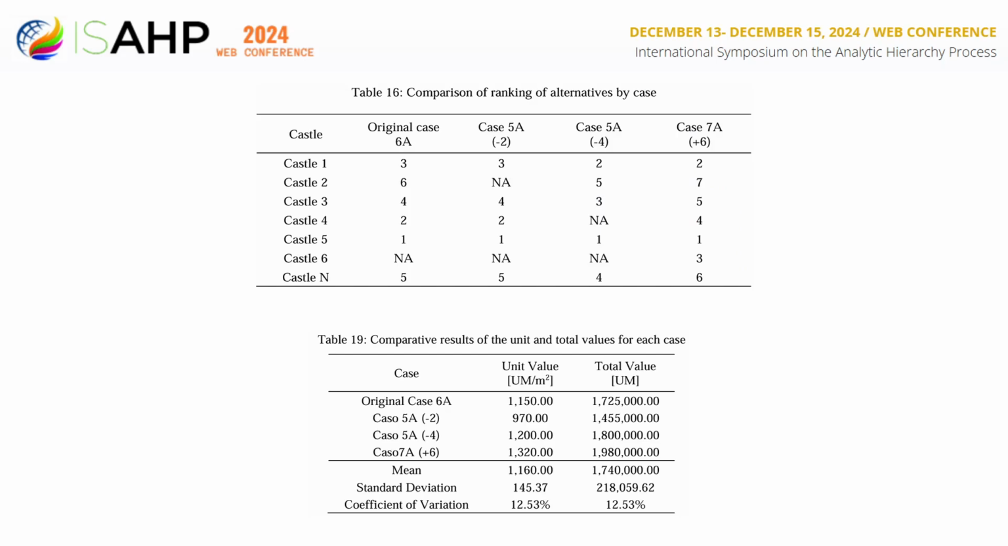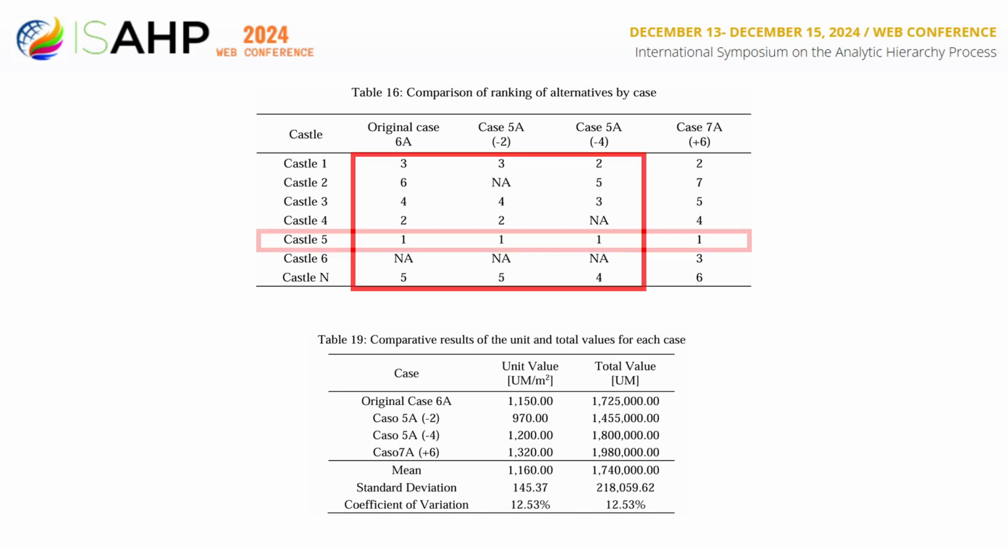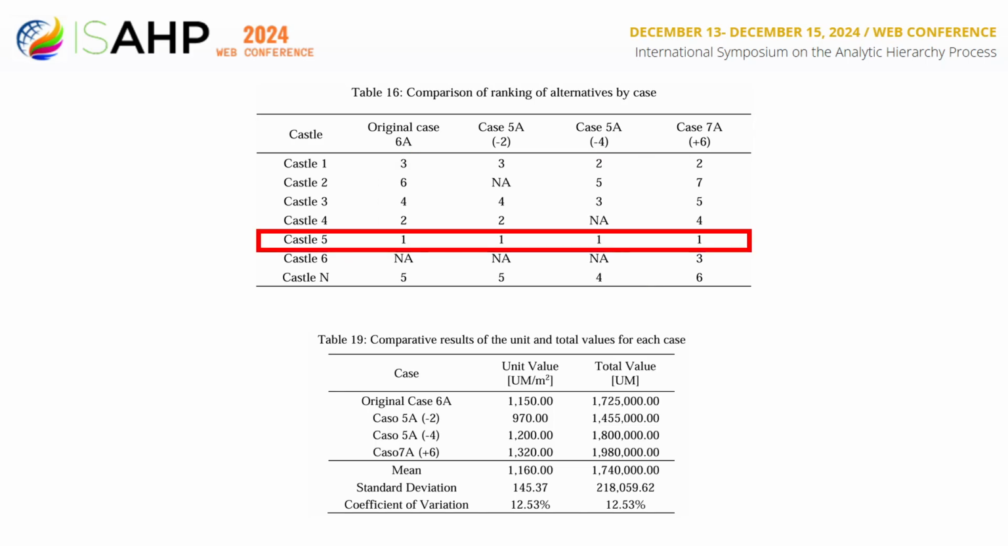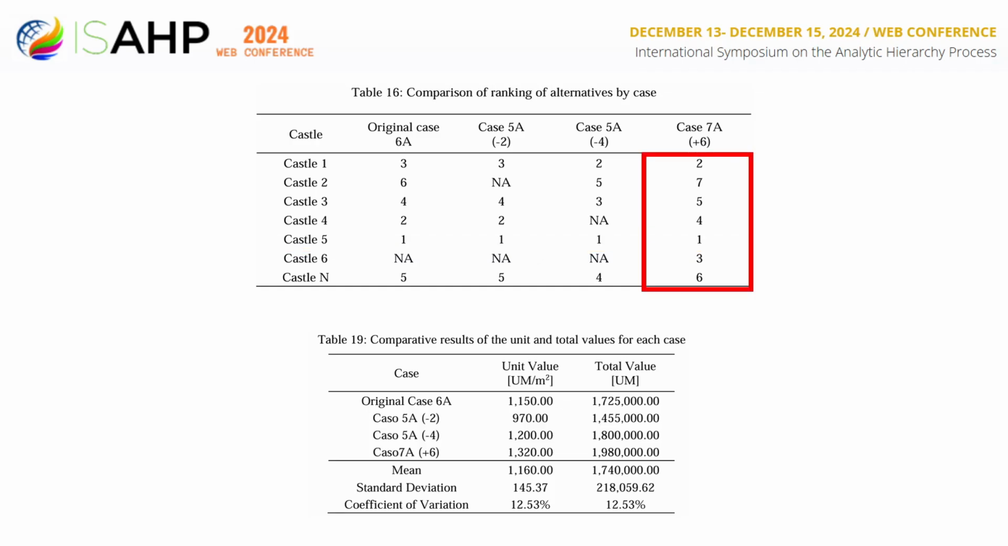From the comparison of results, the comparative table of the rankings by cases is presented. Although in the first cases the general position of the alternatives is maintained, being Castle 5 the highest priority in all cases, for the case of the 7 alternatives, there is an inversion of rank among the other alternatives.